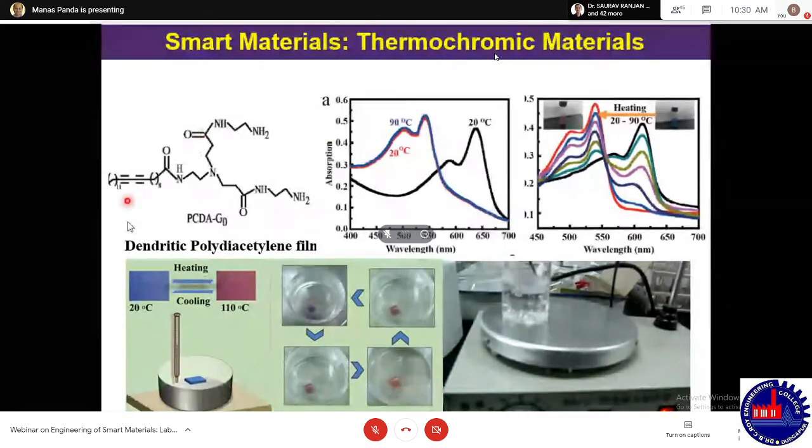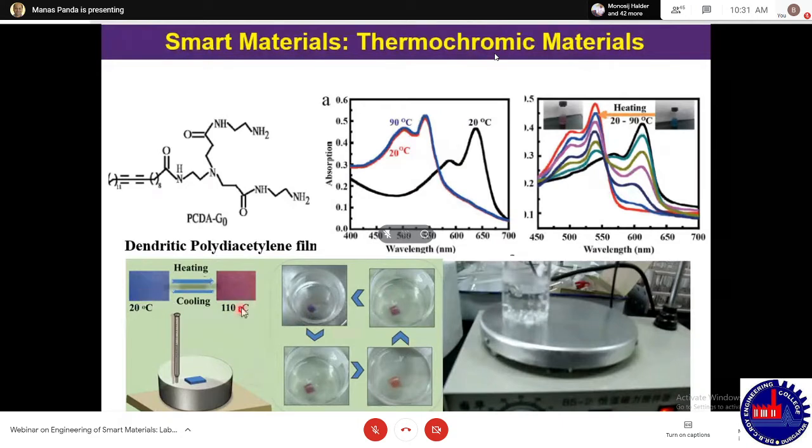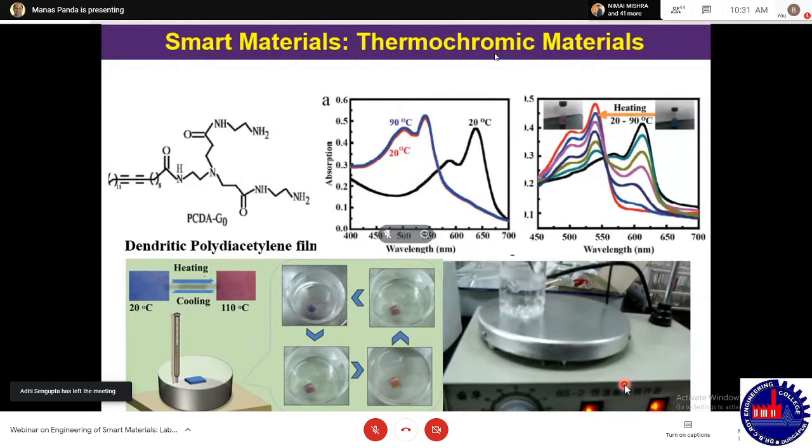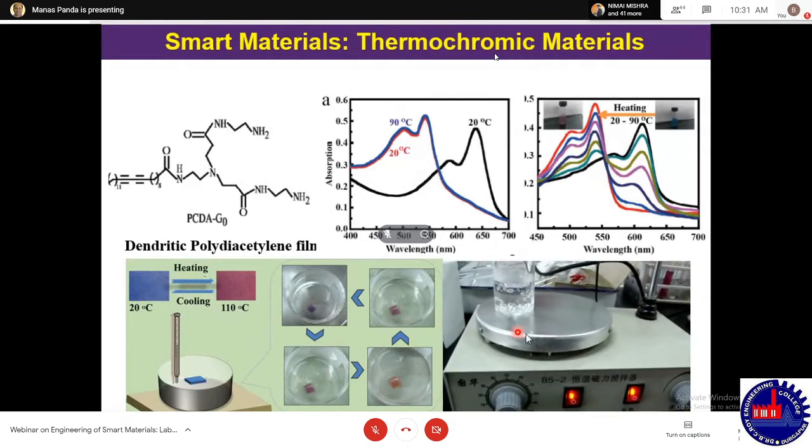So this material is a polydiacetylene film, which can undergo thermochromism. As you can see, at 20 degrees its absorbance profile is something, and at 90 degrees the absorbance profile is different. So based on this property, you can see it is changing its color. And here is a demonstration. You can see at 20 degrees it has a blue color, at 110 degrees it has a pink color, and you can see from this video also how the color is changing. So 110 degrees means water should boil.